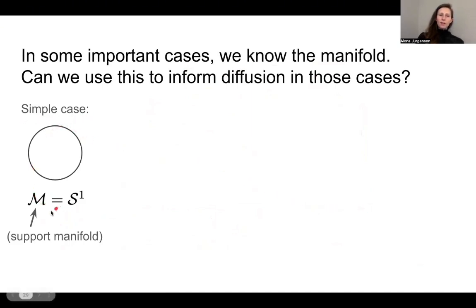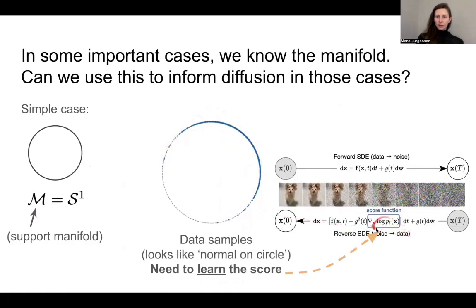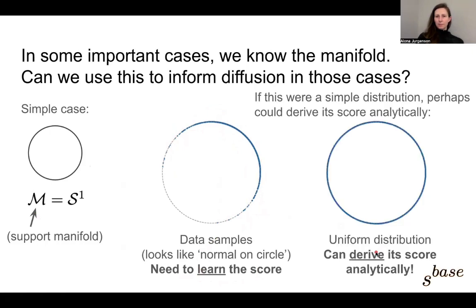So here we have the unit circle as the support manifold. And now we can see some sort of data set that we have on it. So these are samples from a data distribution, and it kind of looks like a normal distribution on the circle. It sort of gets thinner around the corners. So we actually need to learn the score in order to be able to generate samples from this distribution. So we need this little fellow here that we typically find very difficult to get.